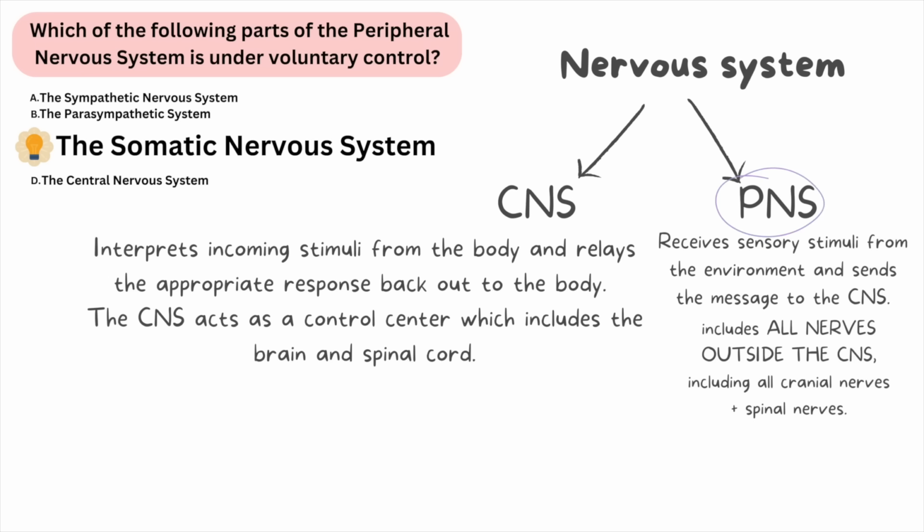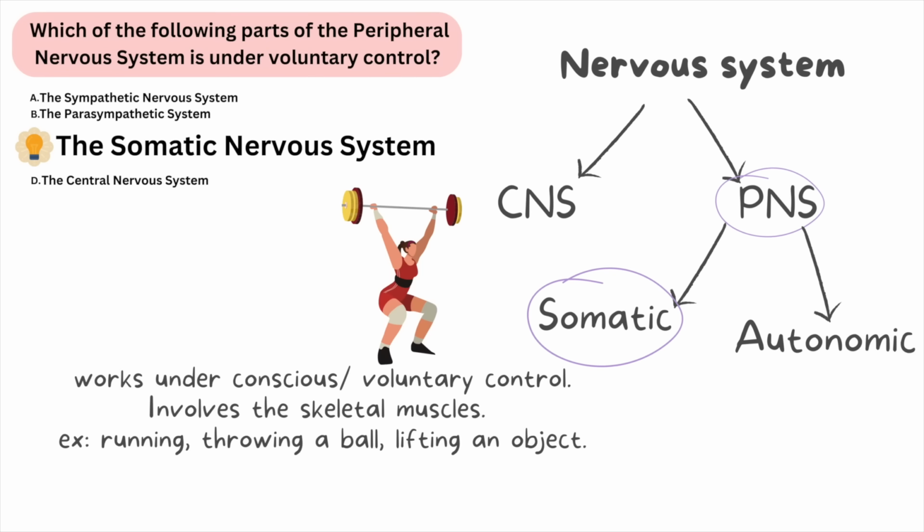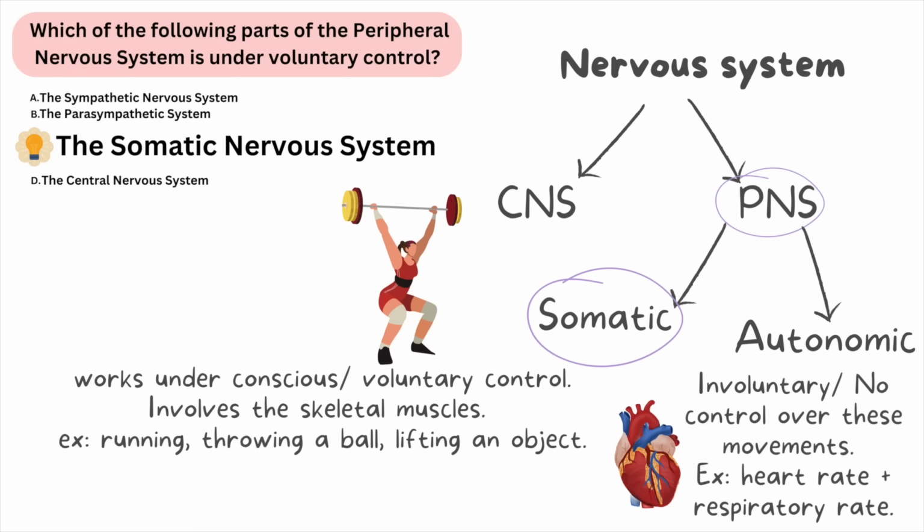Okay, so our PNS can be further broken down into the somatic and autonomic nervous systems. The somatic system works under conscious or voluntary control. This involves the skeletal muscles. In contrast, the autonomic system works involuntarily. We have no control over these movements.